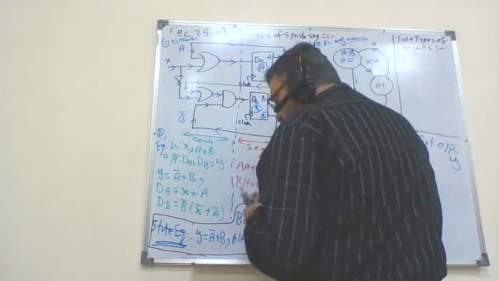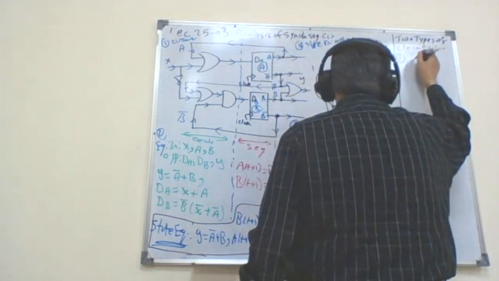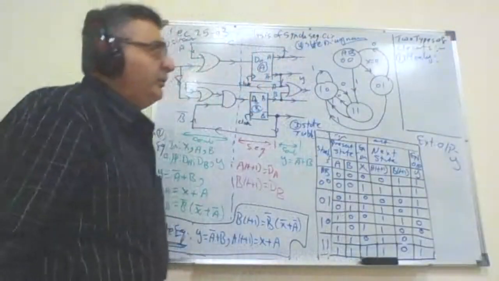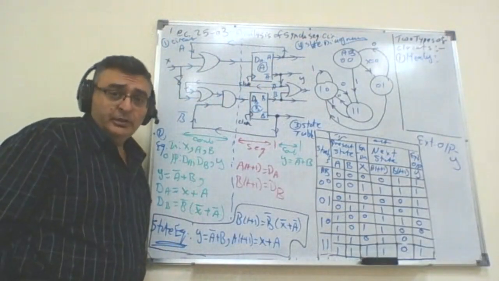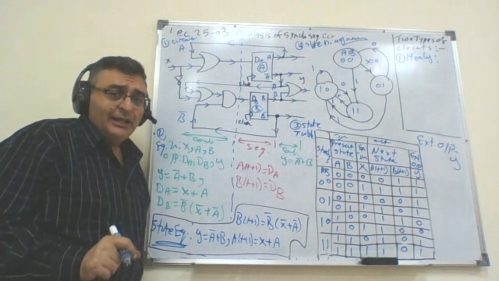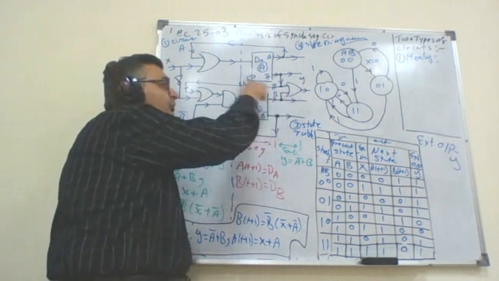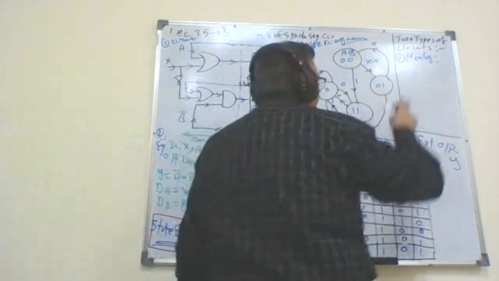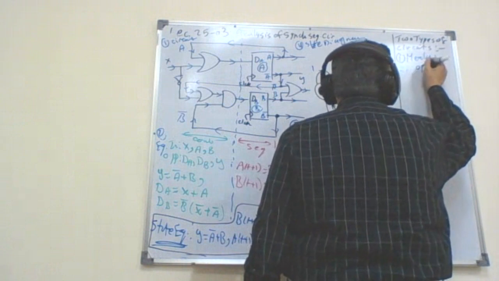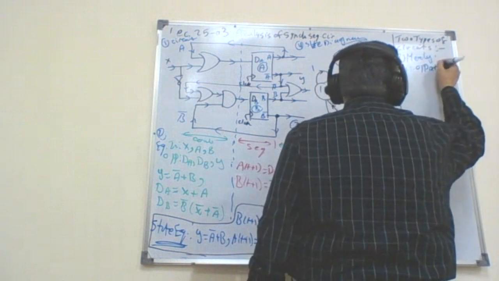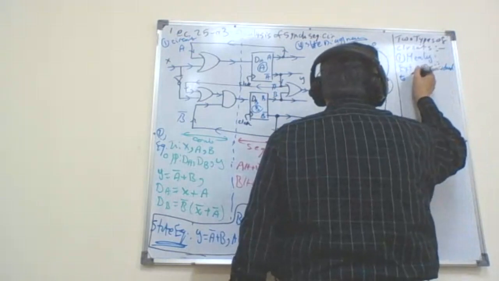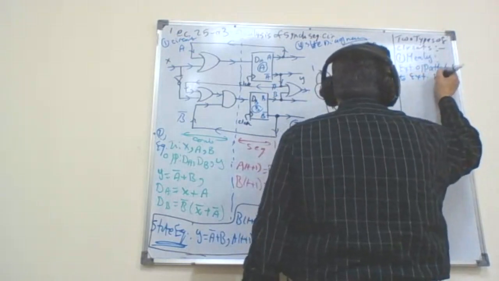The first one is called the Mealy circuit. Mealy circuit means that the external output is attached to the external input. In the Mealy, the external output is attached to an external input.